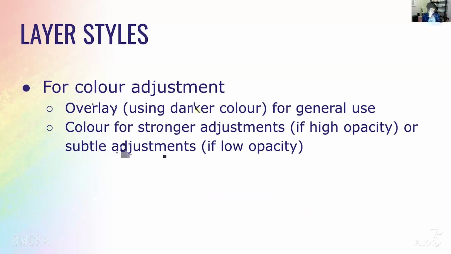For color adjustment, I also use overlay layers a lot. Usually when I'm highlighting, I use a lighter color on the overlay layer. If I'm using overlay for color adjustment, then I use a darker color. And I also use the layer style color. I'm not sure if this is only on Photoshop, so it would be nice to know if it's on other programs. But basically, it completely changes the underlying painting to the color that you paint on top. So it can change color really drastically if it's on high opacity. But I also use it for subtle adjustments with a soft brush and on low opacity.